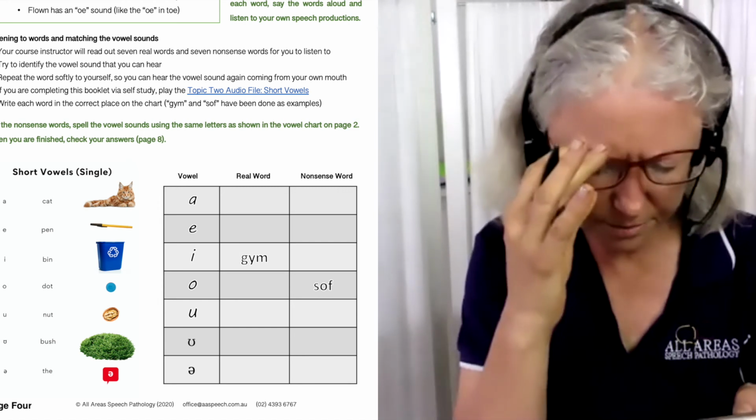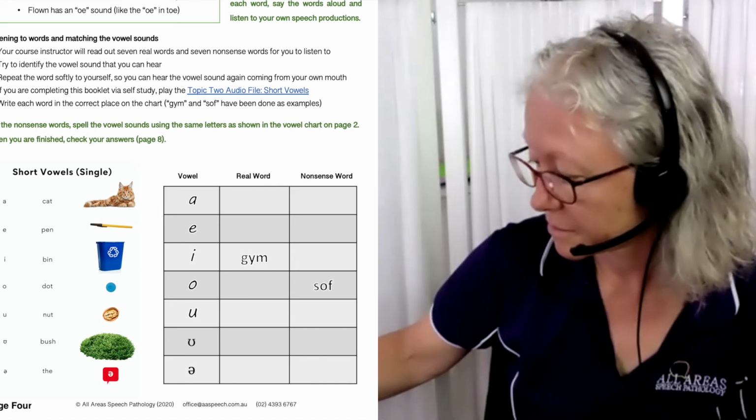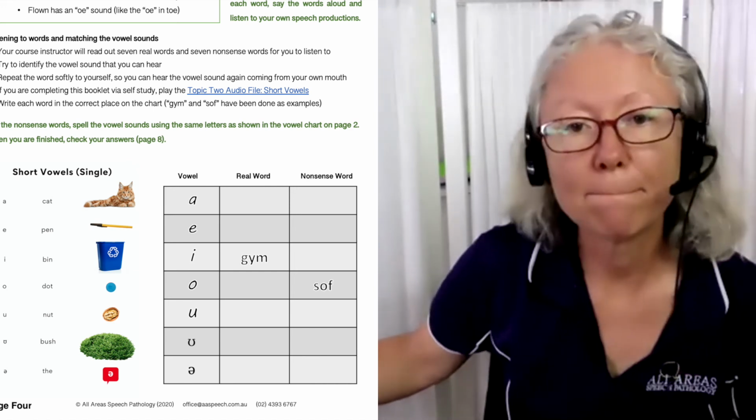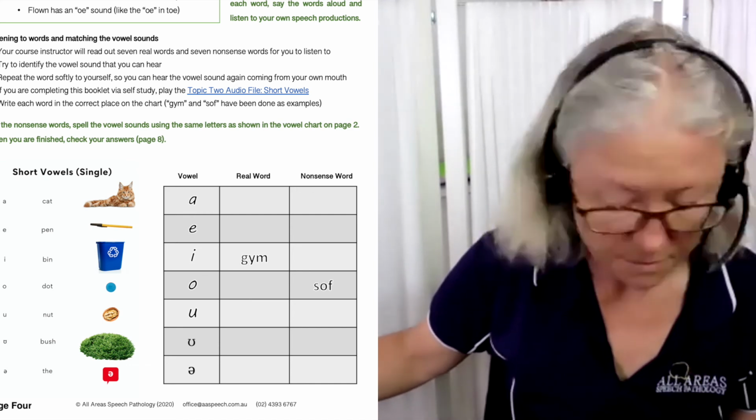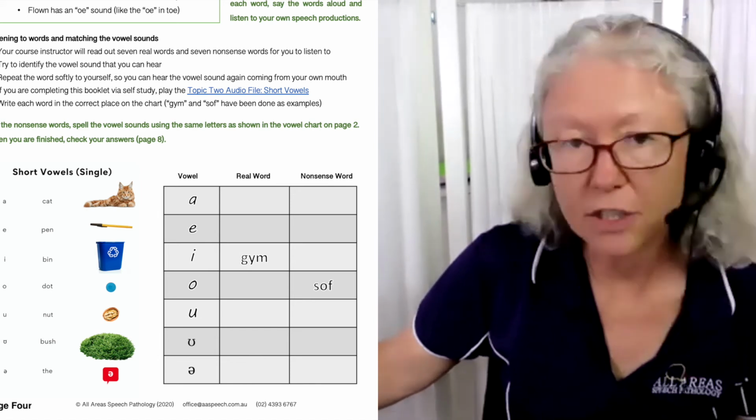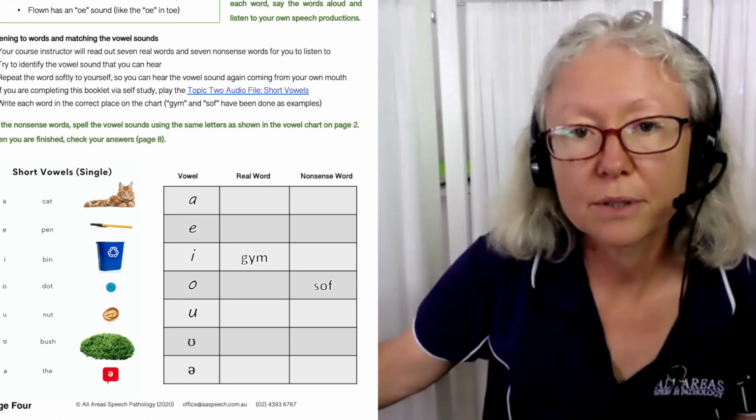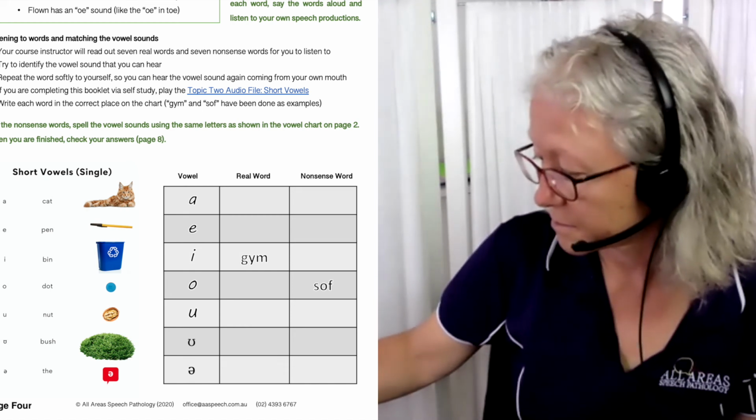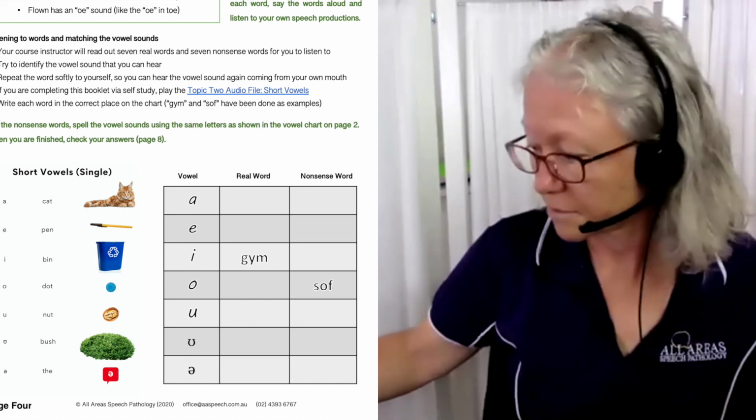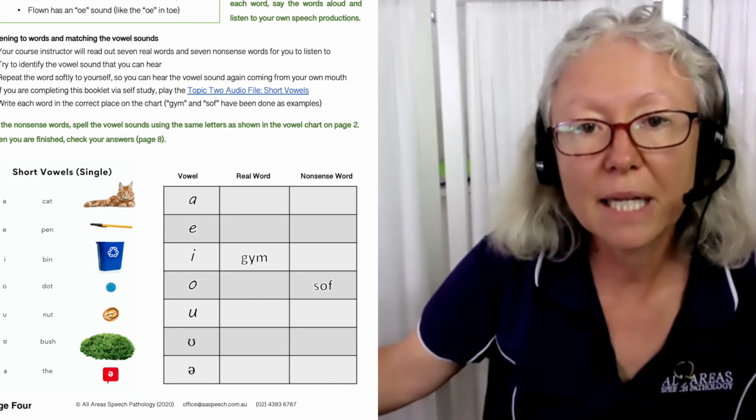And now a nonsense word. Mub. And now a nonsense word. Dup. A nonsense word. Pl.